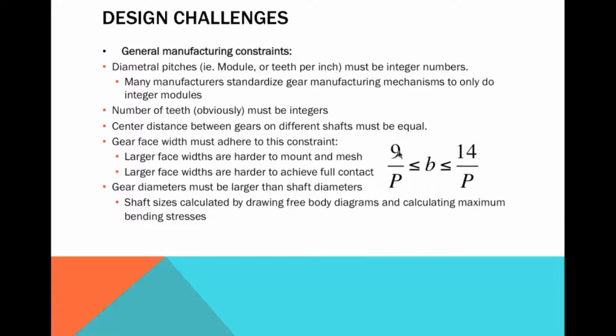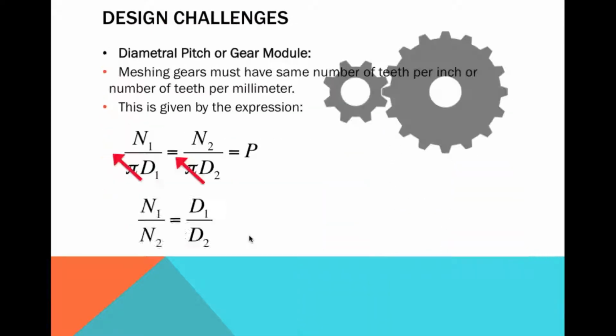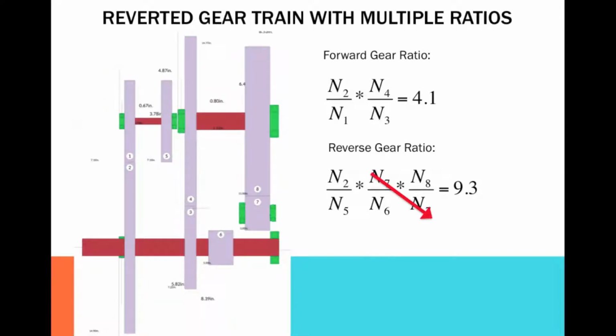So we constrain that by saying that the face width for any given gear has to be between 9 divided by the diametral pitch of the gear, and 14 divided by the diametral pitch of the gear. Also, the gear diameter must be larger than the shaft diameter. Obviously, we can't have this shaft here be bigger than gear 6, because how would that work?